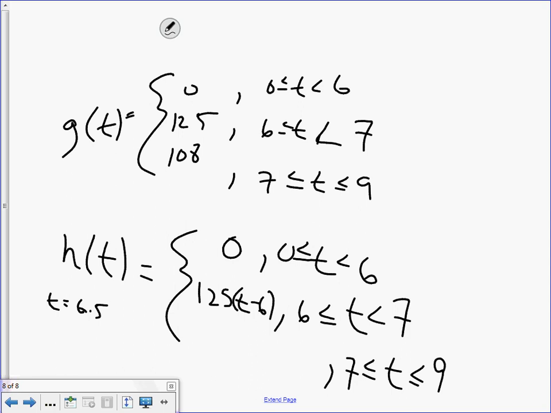If you've gotten to this time, you've already shoveled a full hour's worth at 125 cubic feet per hour. So you definitely shoveled 125 cubic feet. But we have to add to that the amount of snow that she has shoveled for some time between 7 and 9. That's 108 times, how are we going to, t minus 7 will give you the amount of time she's shoveling at that rate.